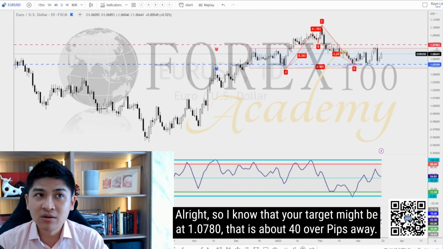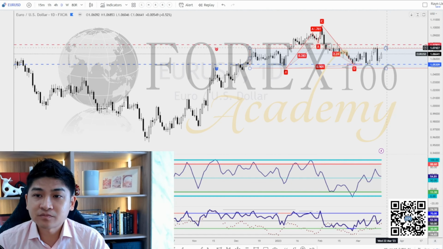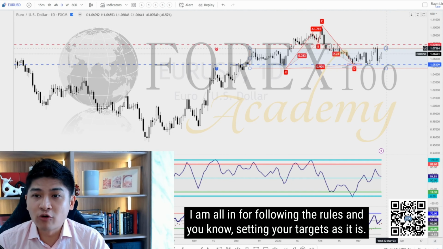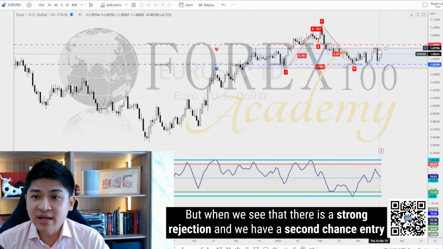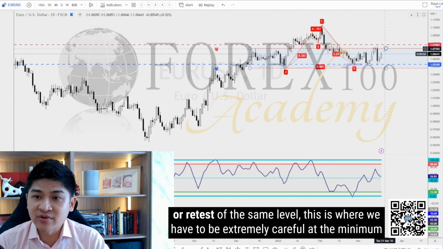That is about 40 over pips away, but I am all in for following the rules and setting your targets as they are. But when we see that there is a strong rejection and we have a second chance entry or retest of the same level, this is where we have to be extremely careful.